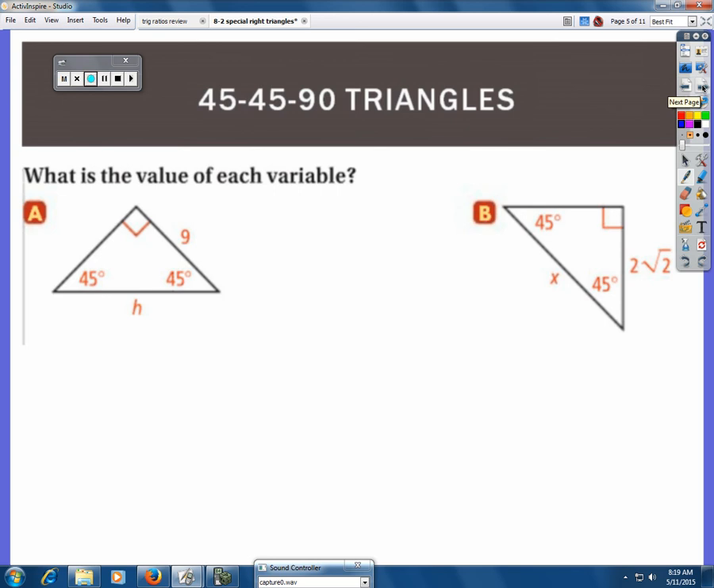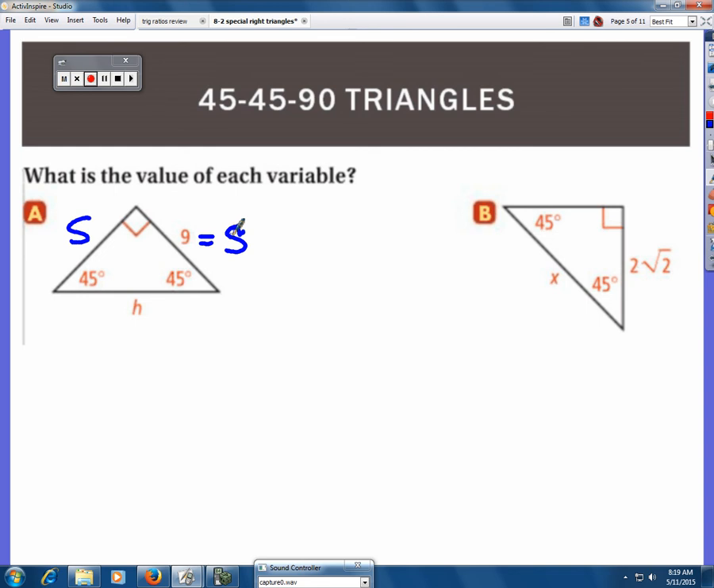Well, recall that the first step is to label the sides with the formulas. So we know the two legs are S. We don't really need to put an S here, but I'll put it there just because. And this one is your S square root of 2. Now, the known side is this side because S is equal to 9. So I already know that S is equal to 9. So in order to get H, what do you think you would do? Well, go ahead and plug that 9 in for S. So this is just going to be 9 square root of 2. So H is equal to 9 square root of 2.